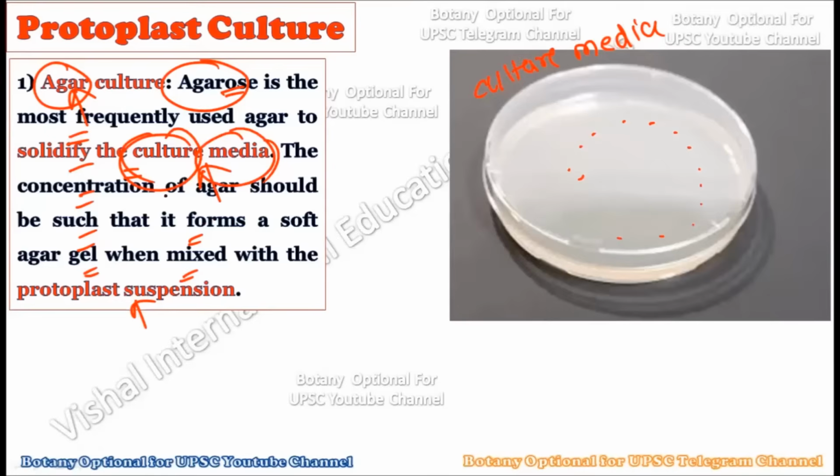So that it can be easily mixed with the protoplast suspension, because the protoplast is first grown in the liquid medium, right? And now we are fusing this liquid medium into the solid medium. So a semi-solid medium should be there in the agar culture so that they can be mixed together smoothly. Basically, in agar culture we create the semi-solid media by using the agarose gel.